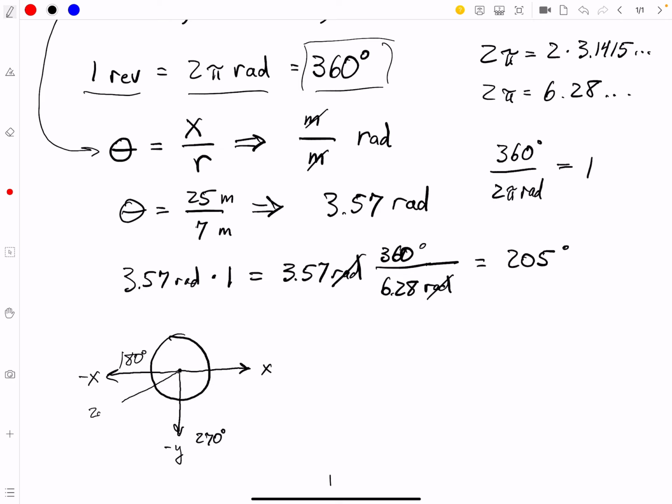So 205 degrees is 25 degrees more than 180 degrees. So this is where we end up. Okay, so that's our theta. Right there. Theta. Okay.